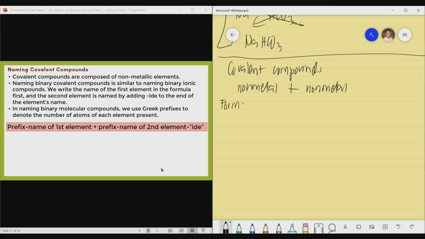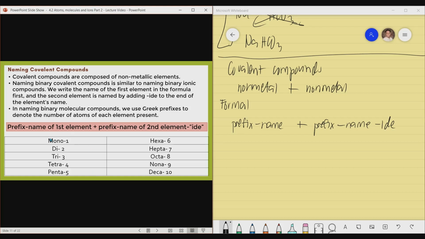So let us follow this particular format. Okay, so I'm giving the format again para alam niyo po yung gagawin. Prefix, and then name of the first element, plus prefix, and then name of the second non-metallic element, and then IDE. Yan po yung format nyo. Prefix name plus prefix name IDE. Ano po yung mga prefix? Yung mono, di, tri, tetra, penta, hexa, hepta, octa, nona, deca.